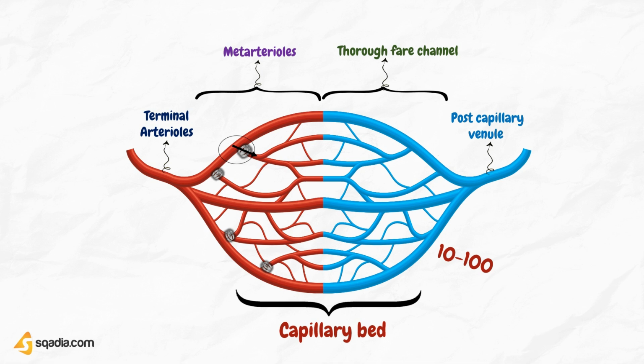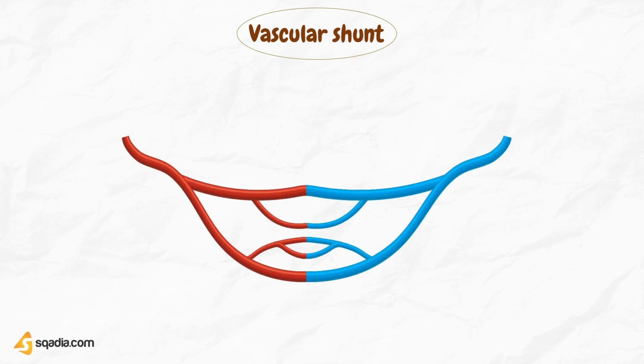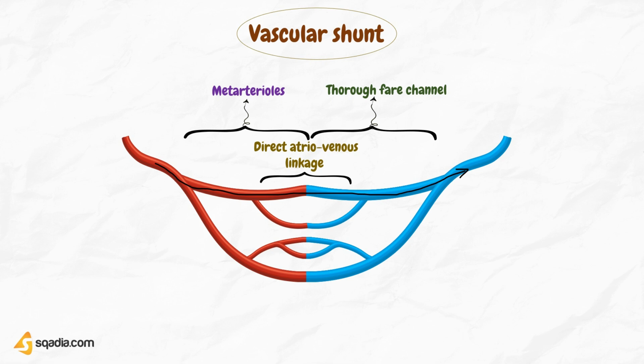However, sometimes they emerge from the terminal arteriole, emptying directly into the venule. Here is another terminology to understand, that is vascular shunt. And to explain that, I have simplified the previous image. A vascular shunt is actually the direct link between arterioles and venules, means without any capillary connection between the two.